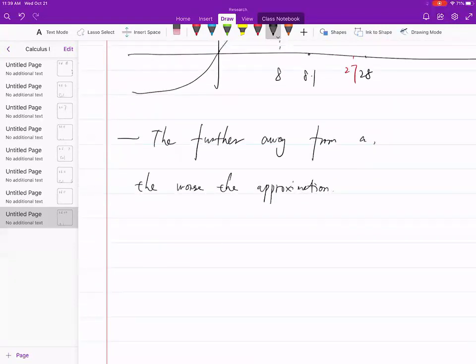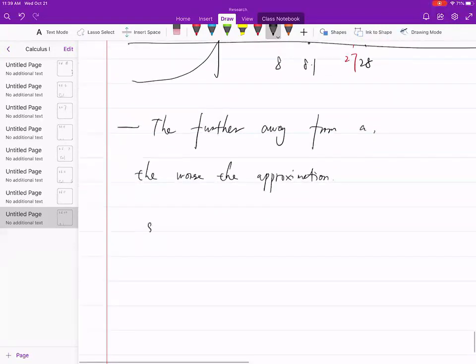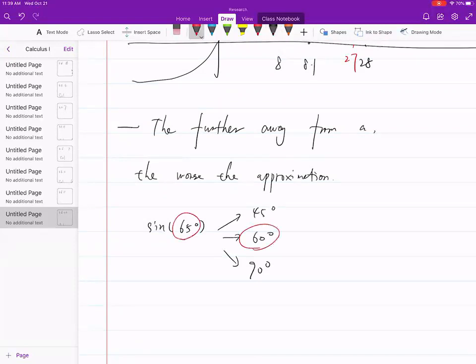Okay? That means if you want to use this idea to approximate sine of 65 degrees, which is something you don't know. What do you know? You know 45 degrees. You know 60 degrees. You know 90 degrees. So you can do linear approximation at all these three places because they are easy. But my bet is going to be better to do this one because that's the one which is closer to 65. You will have the best approximation.